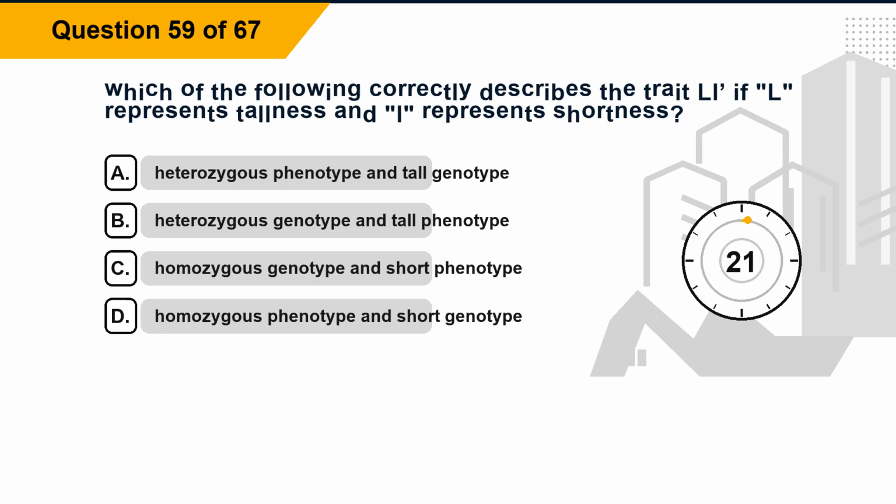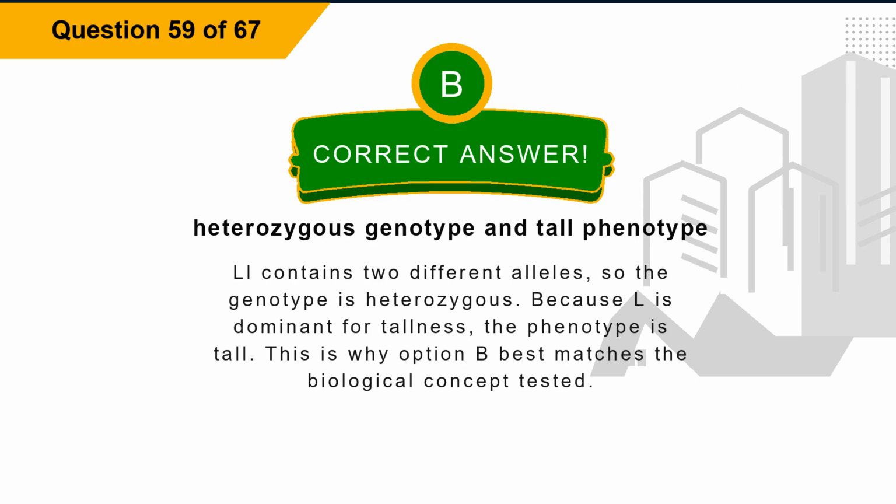Question 59. Which of the following correctly describes the trait Ll, if L represents tallness and l represents shortness? Option A, heterozygous phenotype and tall genotype. Option B, heterozygous genotype and tall phenotype. Option C, homozygous genotype and short phenotype. Option D, homozygous phenotype and short genotype. The correct answer is option B, heterozygous genotype and tall phenotype. Explanation: Ll contains two different alleles, so the genotype is heterozygous. Because L is dominant for tallness, the phenotype is tall. This is why option B best matches the biological concept tested.